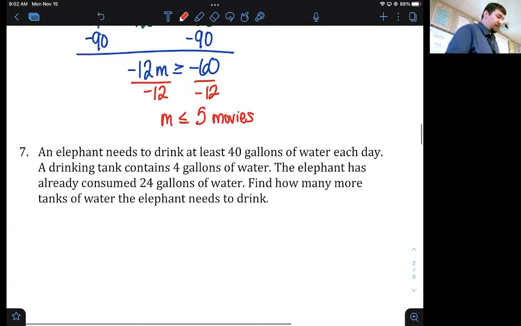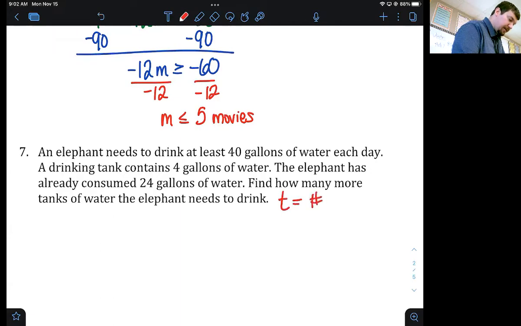Number 7, an elephant needs to drink at least 40 gallons of water each day. That's a lot of water. A drinking tank contains 4 gallons of water. The elephant has already consumed 24 gallons of water. Find how many more tanks of water. So T is the number of tanks. Water tanks, just tanks, not actual driving, shooting missiles tanks.